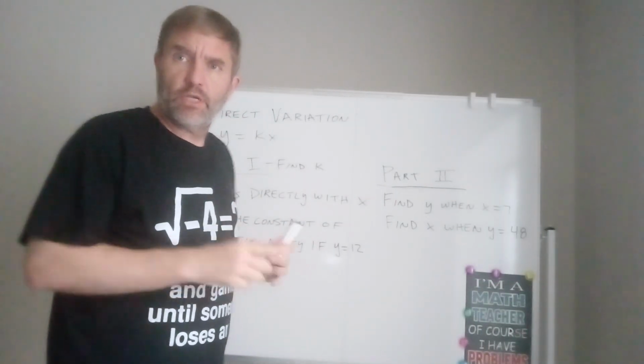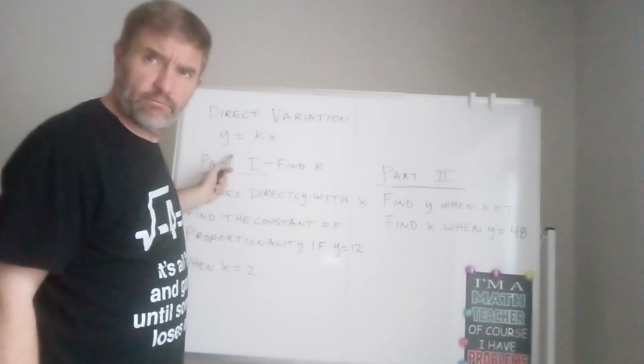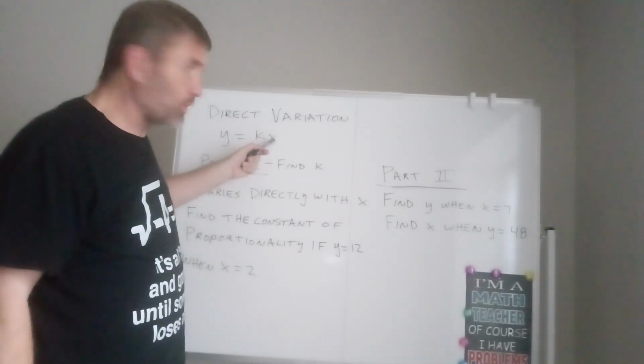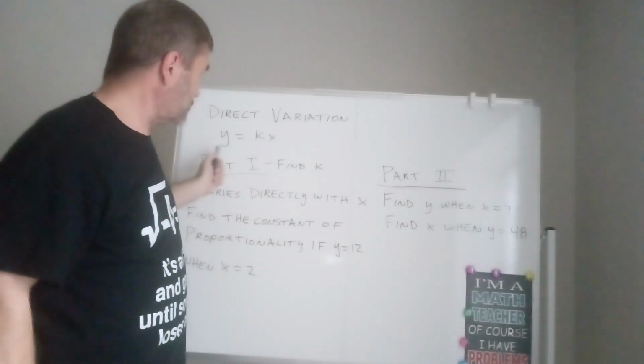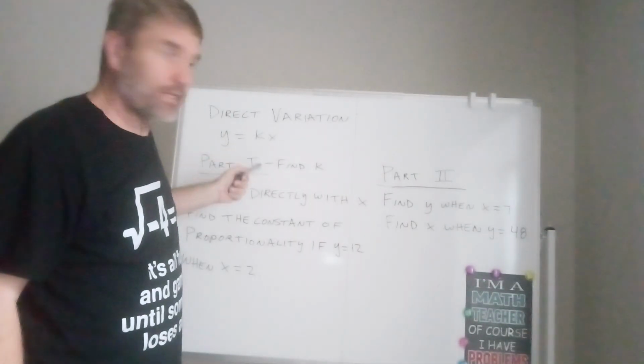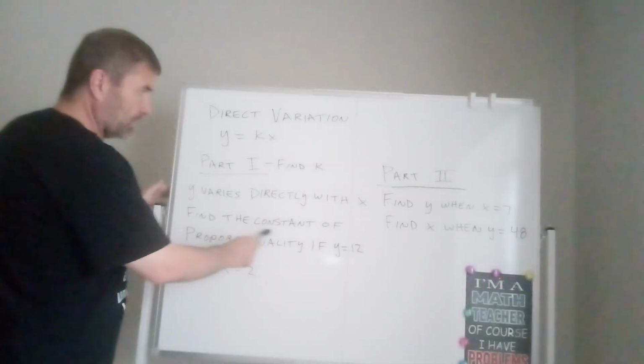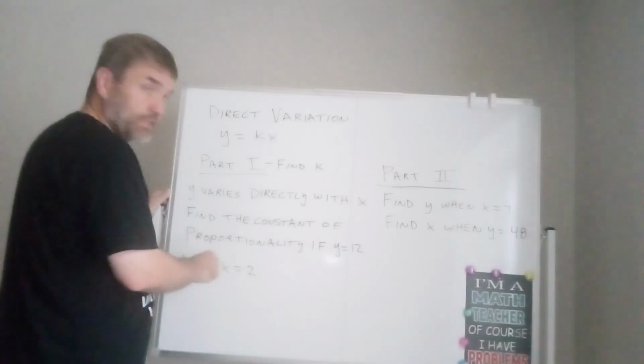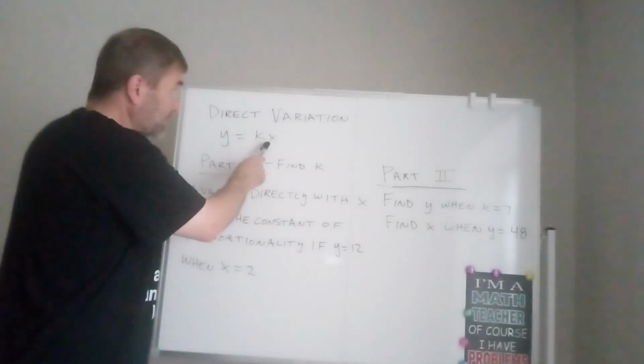So in direct variation, you'll notice that one variable is equal to a multiple of the other, okay? So you're multiplying some variable by a number to get another number, and it's constant. This k is called the constant of proportionality. So when they say find the constant of proportionality, what they're saying is find k.